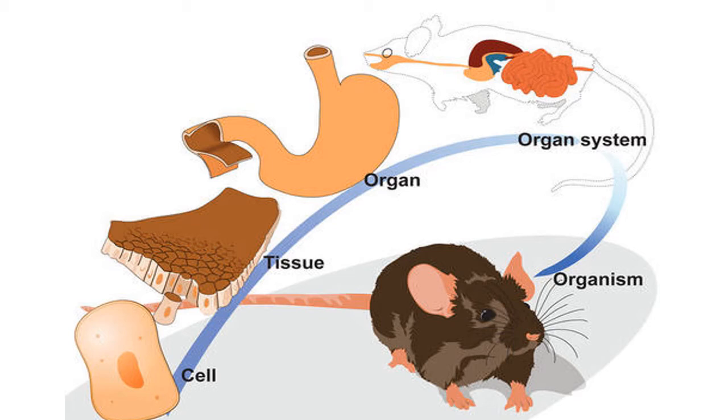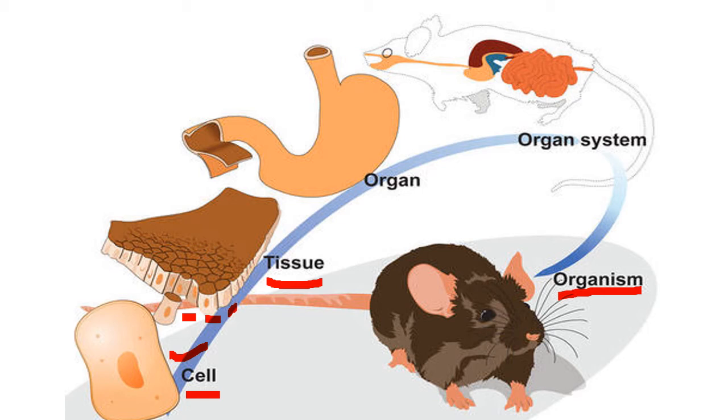Now look here in the picture. You see the organism, a rat, being shown here. How is this organism formed? It is formed by the combination of various components or parts. The smallest part, or the smallest basis, of any living organism is the cell. When cells combine, they form tissues. See here, there was one cell, but when many cells combine, they form a tissue.